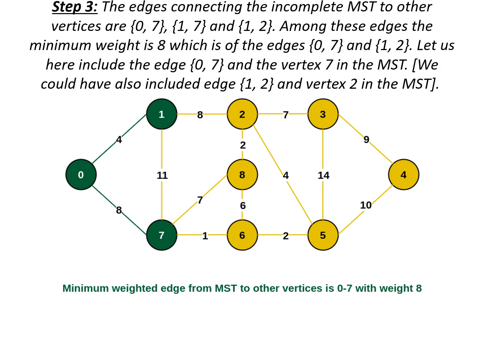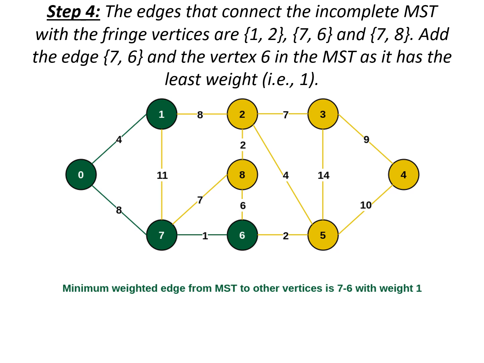Step 3. The edges connecting the incomplete minimum spanning tree to other vertices are 0,7, 1,2, and 1,7. Here the minimum weight is 8. We have to select either 0,7 or 1,2. We select here 0,7.